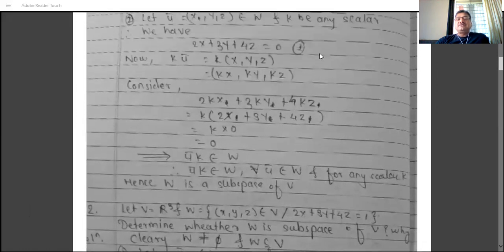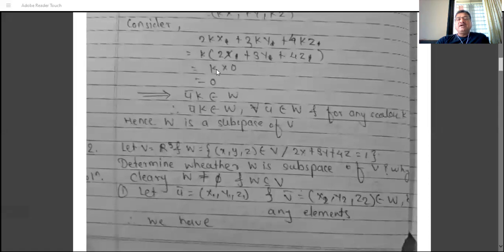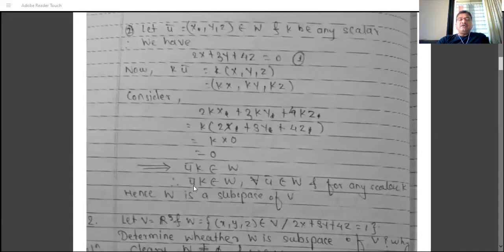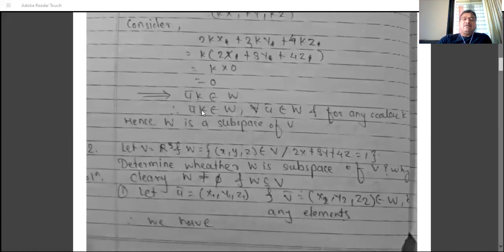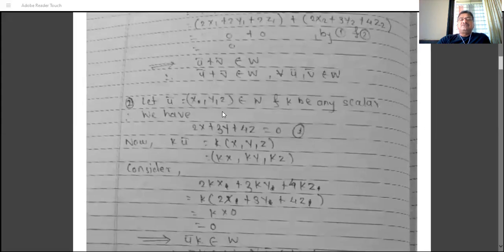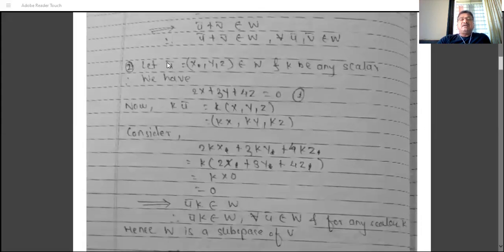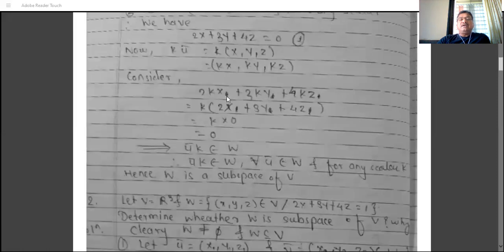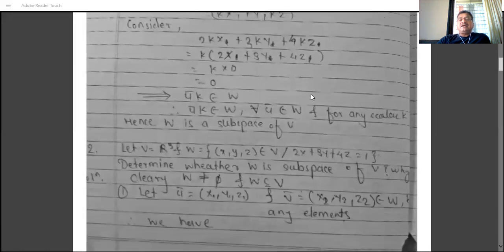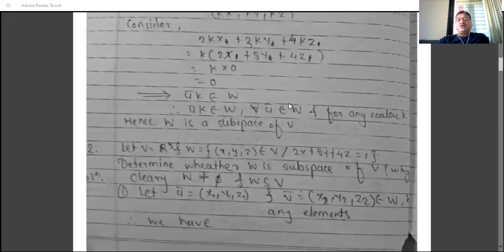So by using that equation, star or 3 or 1, we have K into 0, and K into 0 is 0. And so we have K into U bar belongs to W, and therefore K into U bar belongs to W for all U bar belonging to W and for any scalar K, because U bar is any vector and K is any scalar, and that's why it's true for any vector U bar and any scalar K. So it is true for all vectors of W and for all scalars K, and hence W is a subspace of V.